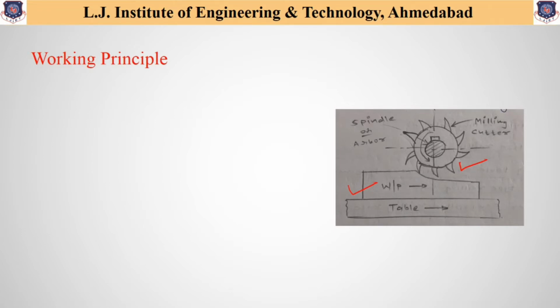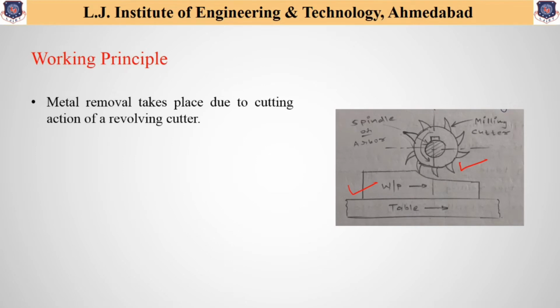So let us understand what is the meaning of milling. Milling is the machining process in which material removal takes place due to the cutting action of revolving cutter. This means this cutter will revolve about its axis, and the rotation of this cutter helps to remove the material. And this revolving cutter is fixed on the shaft, and this shaft may be called as spindle or arbor.